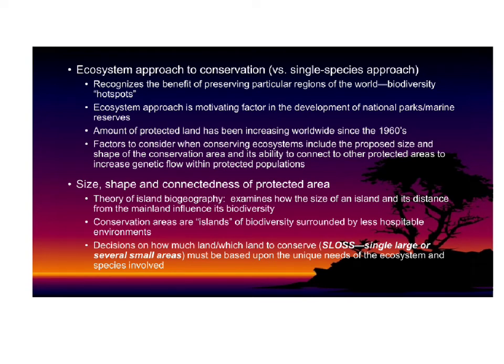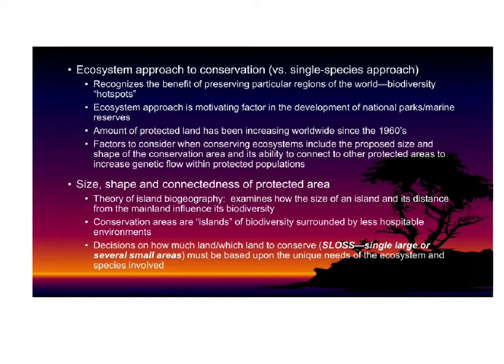Okay, so we talked again about the fact that we tend to do a single species approach to the conservation of biodiversity. Find a species that's threatened or endangered, do what we need to do in order to get it off that list or to fix the problem. However, there's another way to think about conservation of biodiversity, and that's the ecosystem approach to conservation. The ecosystem approach recognizes the benefit of preserving particular regions of the world. We call these biodiversity hotspots. The ecosystem approach is a motivating factor in the development of things like national parks and marine reserves.